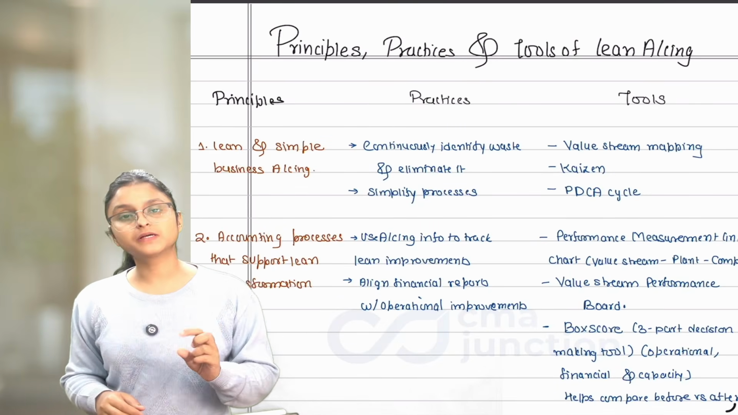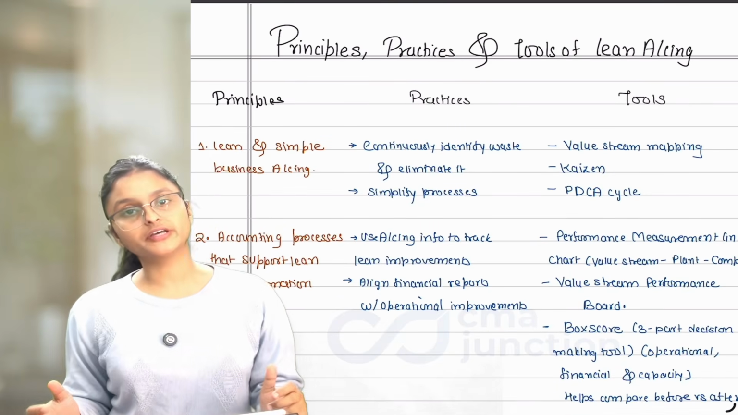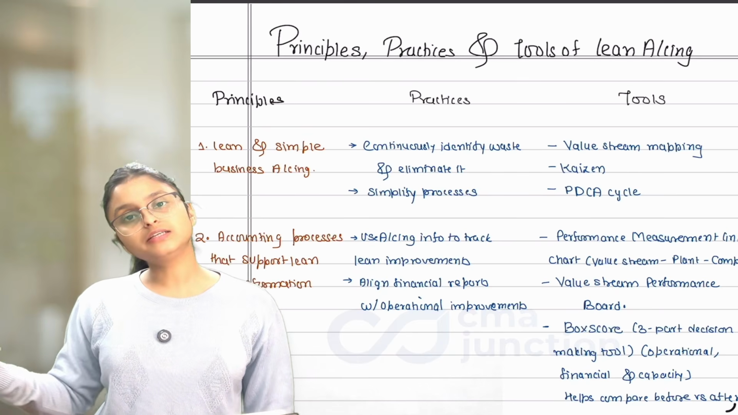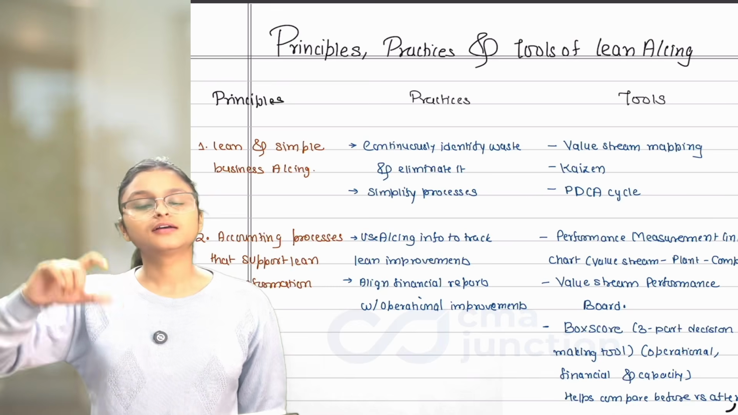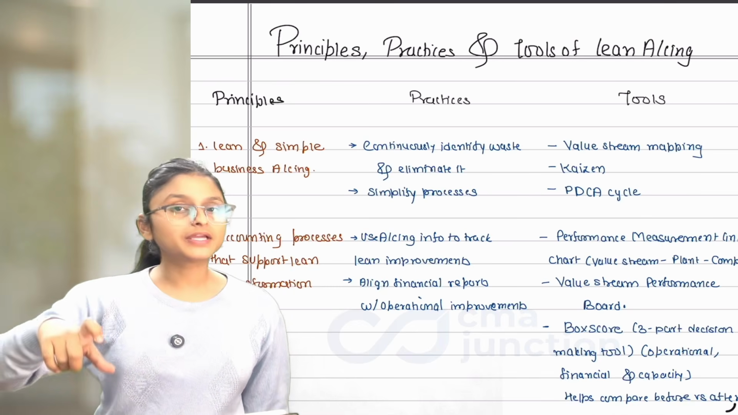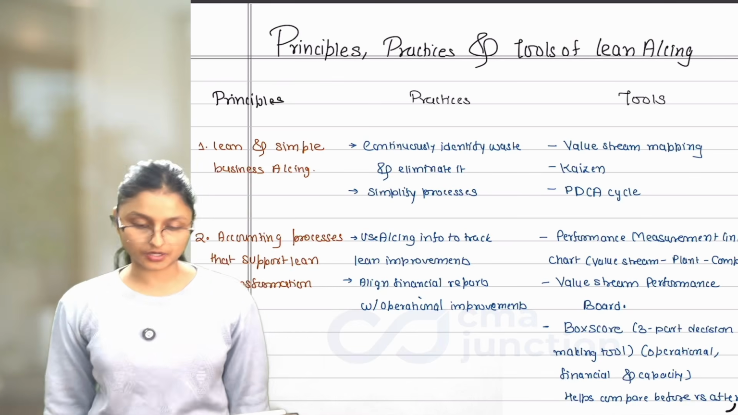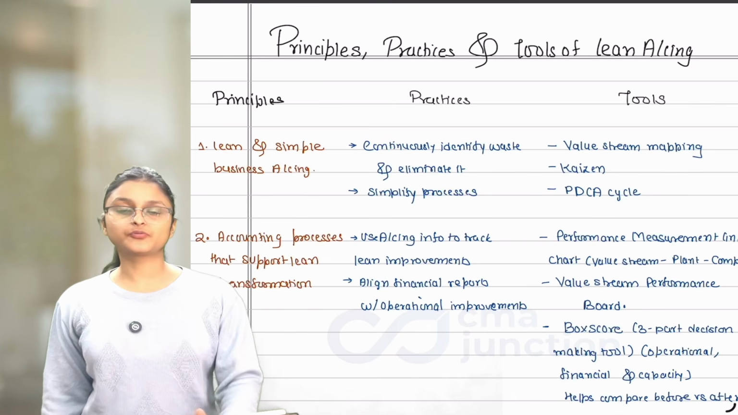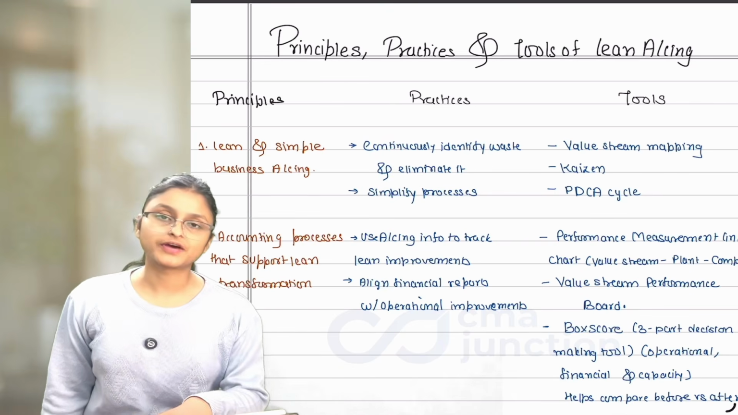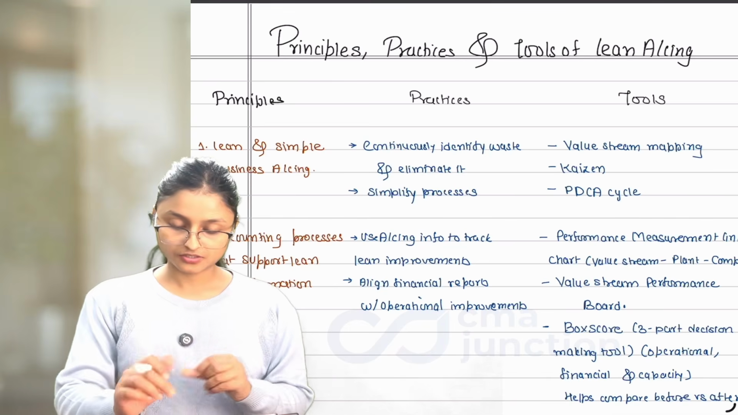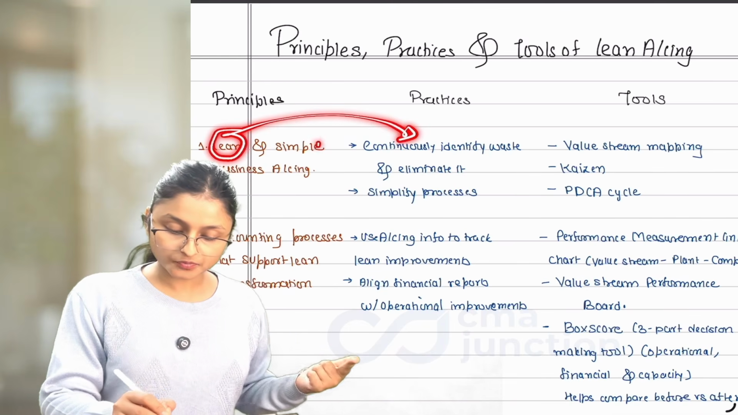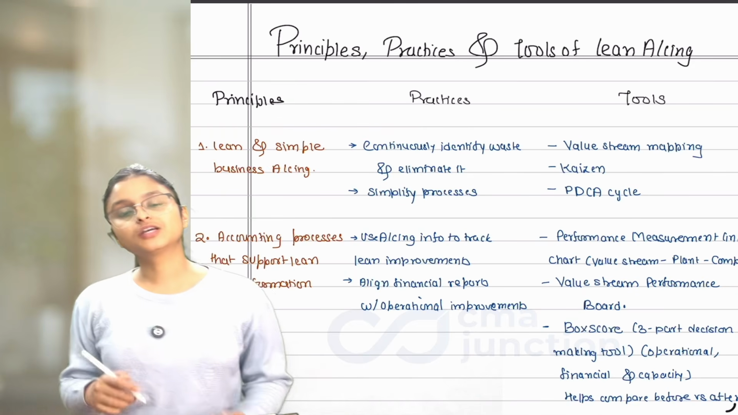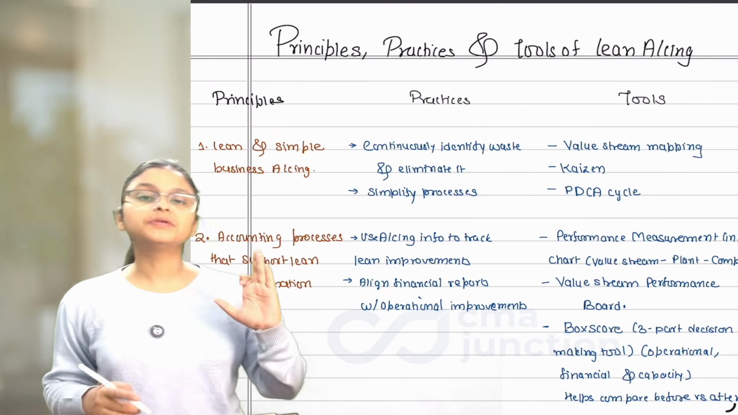The first principle is lean and simple business accounting. When we follow lean accounting, we want to make it lean, right? What does lean mean? Waste free. So we want to make it lean and simple, and that is why we are using lean accounting. So how do we do that? Continuously identify and eliminate waste wherever you find it and simplify your processes. To make it lean, you need to remove the wastages, and to make it simple, you need to simplify your processes. What tools will we use? Value stream mapping, Kaizen, and PDCA.